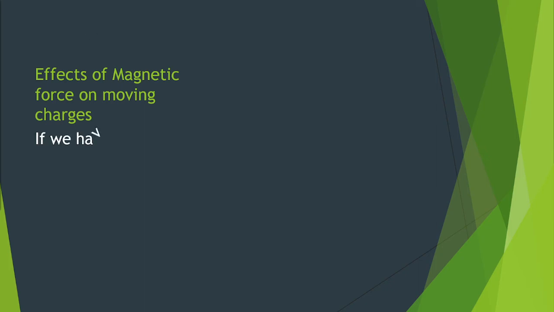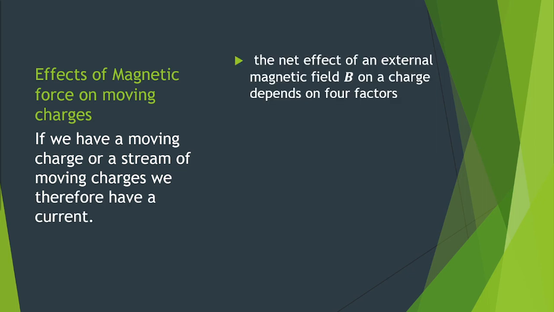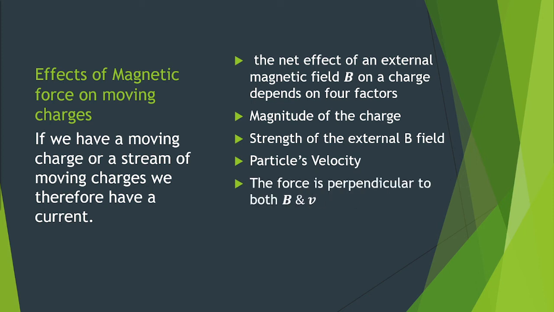It is quite obvious that a magnetic field has an effect on a moving charge. If we have a moving charge or a stream of moving charges, we therefore have a current. The net effect of an external magnetic field B on a charge depends on four factors. Magnitude of the charge. Strength of the external magnetic field B. Particle's velocity. The force is perpendicular to both B and V. If the charge is at rest, it experiences zero force.